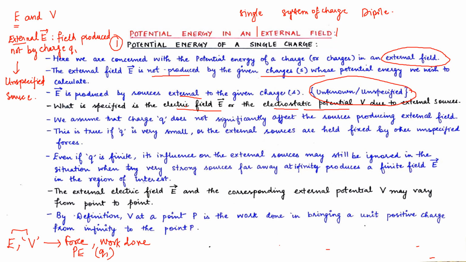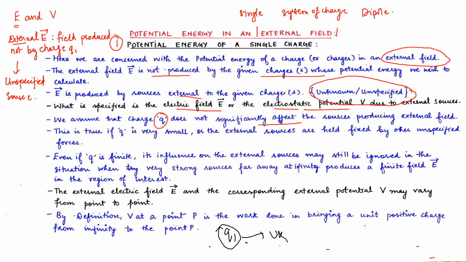Now we assume that charge Q1 does not significantly affect the sources producing the external field. This is again one of the very important points. It says that if the unknown source of the external field is producing such an effect on our charge Q1, then why is our charge Q1 not producing any effect on this unknown source of the external electric field?